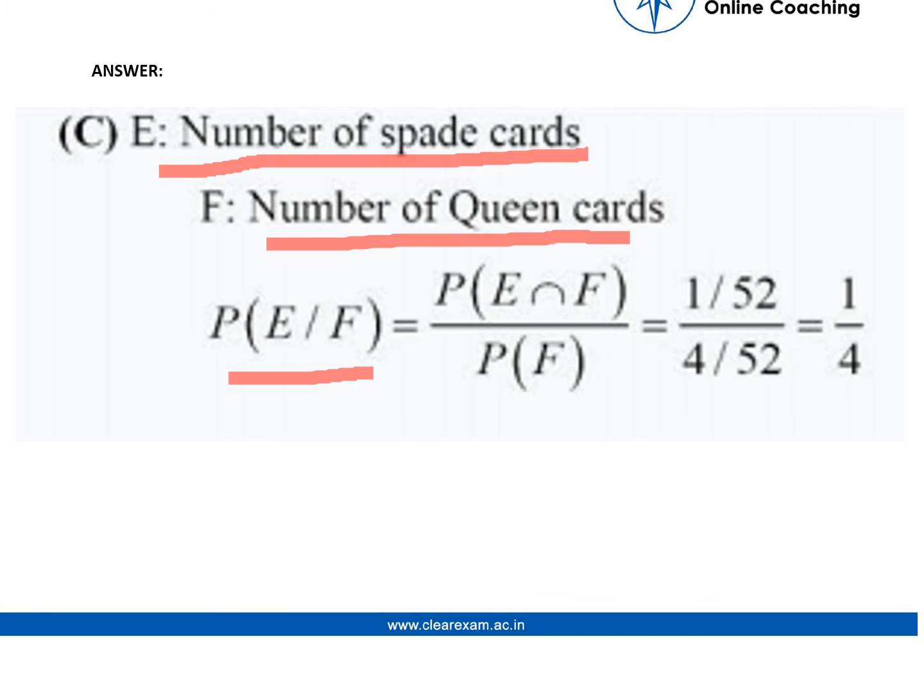The probability of F is the number of queens, so there are four queens in 52 cards. After doing the calculation of 1 upon 52 upon 4 upon 52, the answer comes to be 1 upon 4, which is the correct answer. So the correct option is C.